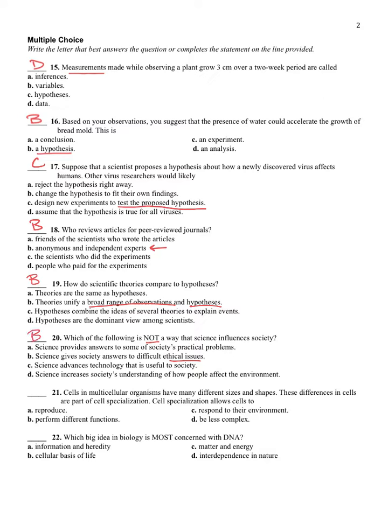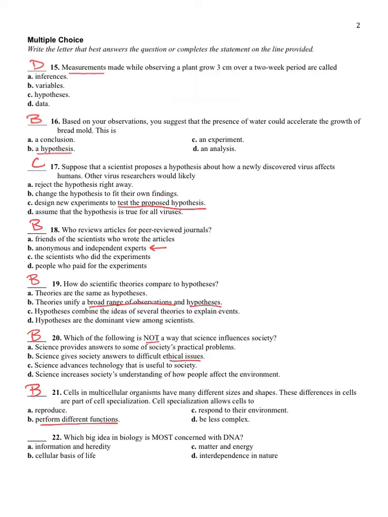Number 21. Cells in multicellular organisms have many different sizes and shapes. These differences in cells are part of cell specialization. Cell specialization allows cells to perform different functions. So if you think about all of the cells in your body, your skin cells do a different job than your muscle cells, and they do a different job than your nerve cells. So all of those cells are specialized to do different functions. So the answer for this one is B.